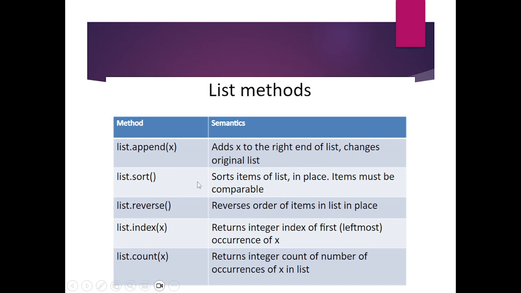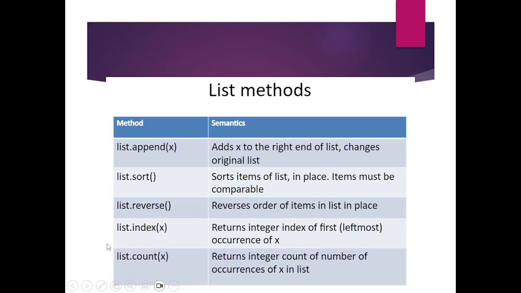list.sort(): this list method will sort the items of the list in place. Items must be comparable. Then list.reverse(): this will reverse the order of items in the list in place, either ascending order or descending order. So that will be our reverse.